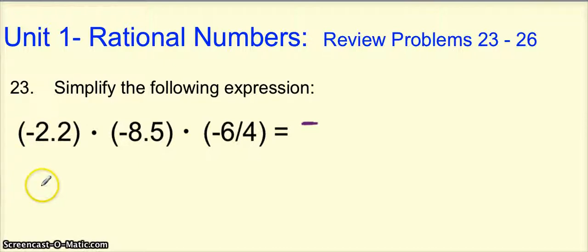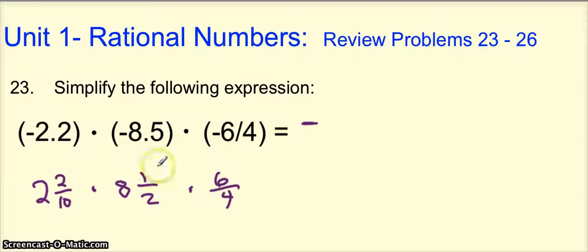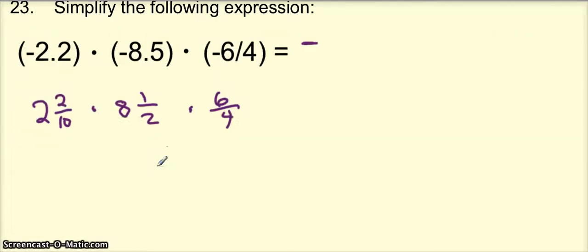Okay, so again I'm going to leave the signs off because I already took care of the signs. I can write 2.2 as 2 and 2/10, times 8.5, I can just write that as 8 and 1/2, times 6/4. Now I'm going to take all of this and change them into improper fractions.